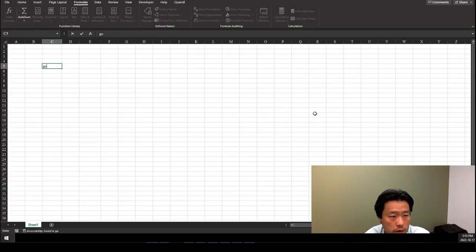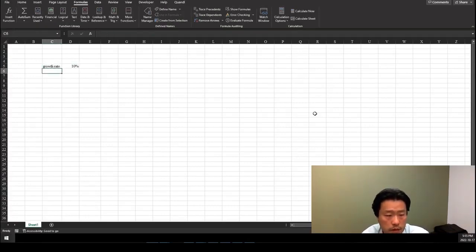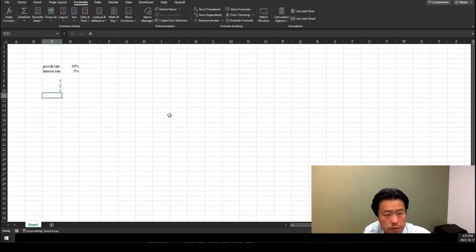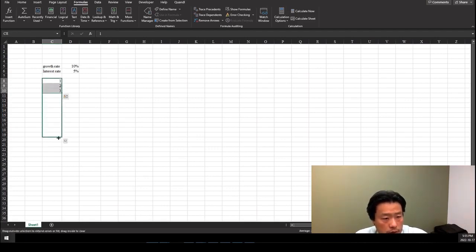In Excel, first, you need to type the growth rate, which is 10%, and interest rate, which is 5%. Then you need to fill the time index, 1, 2, 3, and then highlight all these three numbers, drag it down until you see 10.